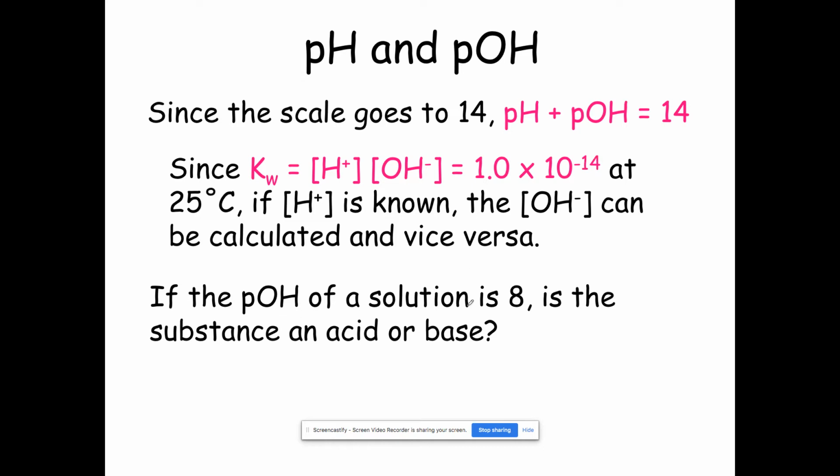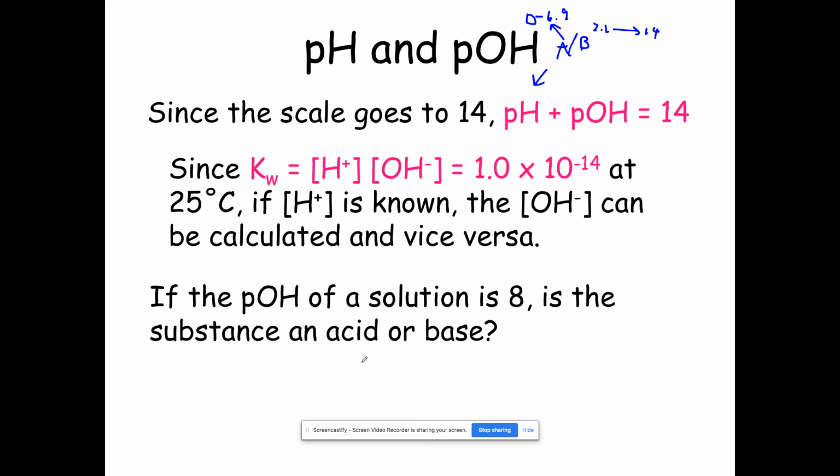If the pOH of a solution is 8, is it an acid or a base? By the way, pH will tell you if you're acid or base. You know that. Acids are the low, we'll call it 6.9. Bases are the bigger. 7 is a weird range. Just be careful with that.